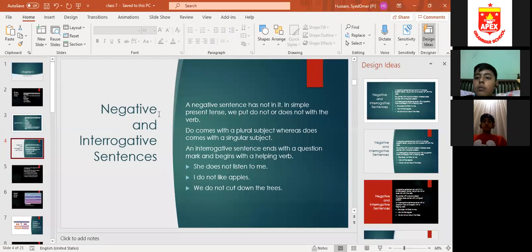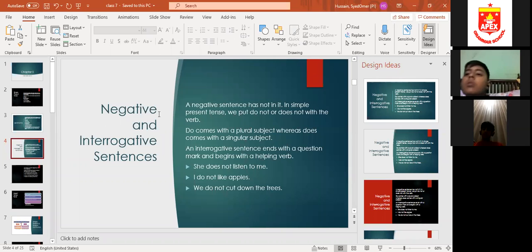If there is already a helping verb, then no need to put extra helping verbs. Basically, what are helping verbs? Helping verbs are verbs which help the main verb, which come with the main verb. In simple present tense, the helping verbs are do and does. Do comes with the plural subject, does comes with the singular subject. Remember, do comes with a plural, does comes with a singular. And we put do and does only in the negative and interrogative sentences.